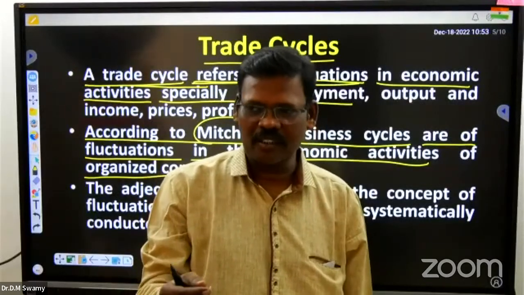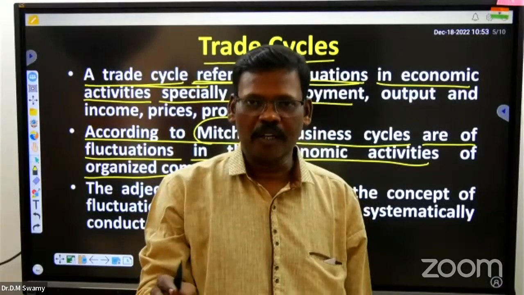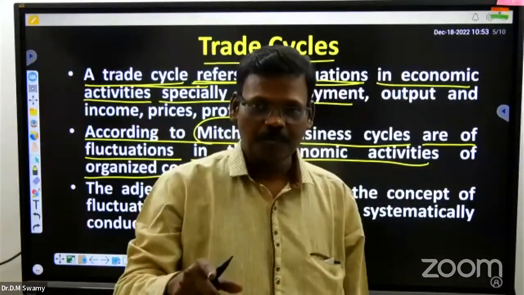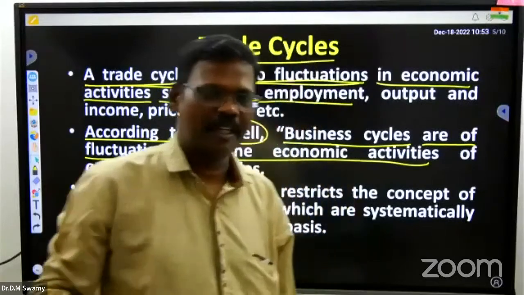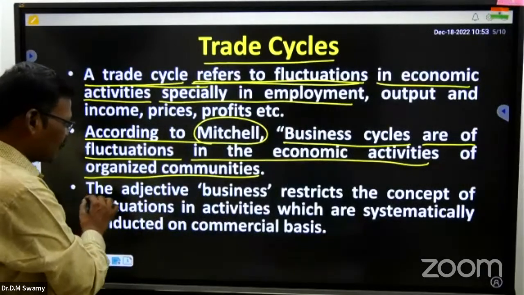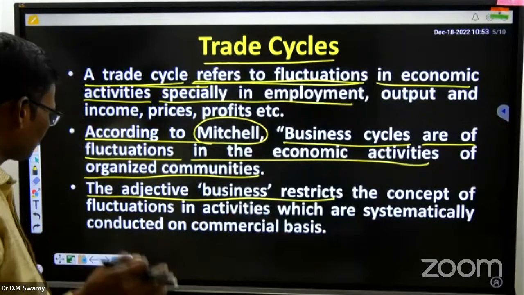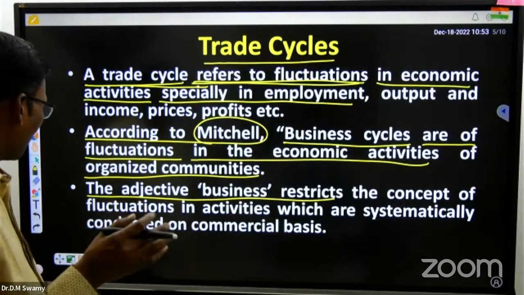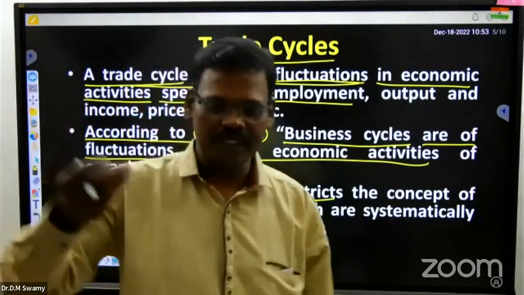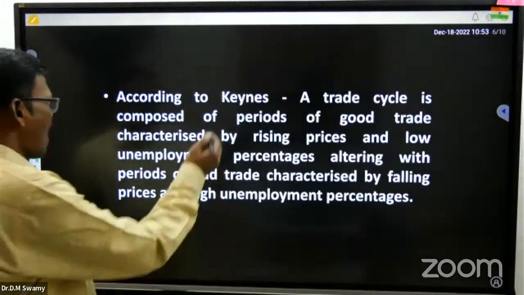In organized sectors, it may be the agriculture sector, the industrial sector, or the services sector. In any sector, if there is an up and down or fluctuation in the economic activity, that is known as the trade cycle. And the objective of business restricts the concept of fluctuations in the activities which are systematically conducted on a commercial basis.